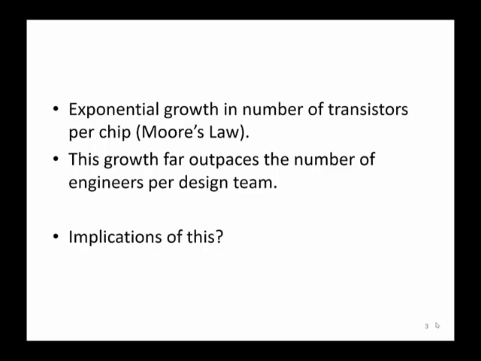Note that this growth in the number of transistors we can implement on a single chip far outpaces the number of engineers per design team. What are the implications of that? Well, one is that if engineers had to directly apply Boolean optimization using the techniques in slide set 1 and 2, it would take far too long to design such a chip, even with thousands of engineers.